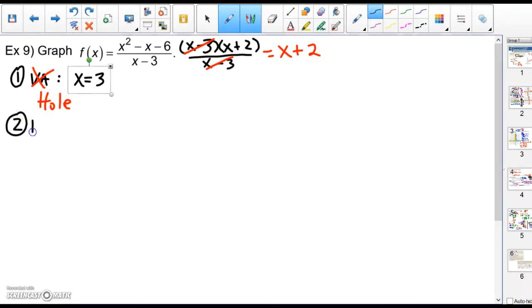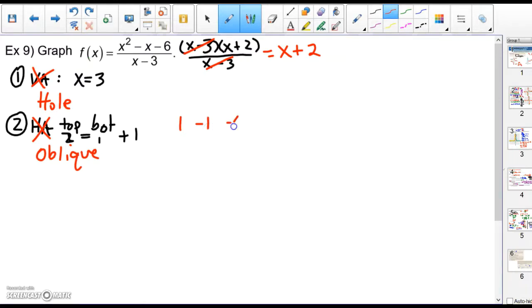Step 2, we would normally do a horizontal asymptote. But if you notice, the degree of the top is 2, and the degree of the bottom is 1. The degree of the top is the degree of the bottom plus 1. That's where we don't have a horizontal asymptote, we have an oblique asymptote. So if you do the long division, or synthetic division here, you've got 1, -1, -6, and you're going to divide by 3. Bring down the 1, multiply by 3, add down to 2, multiply by 6, add down to 0. We've got a remainder of 0.